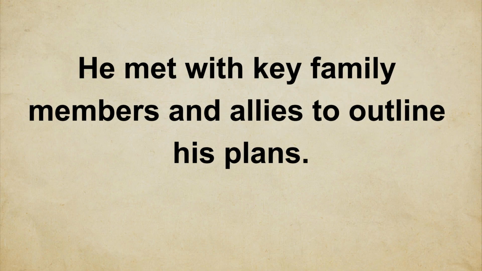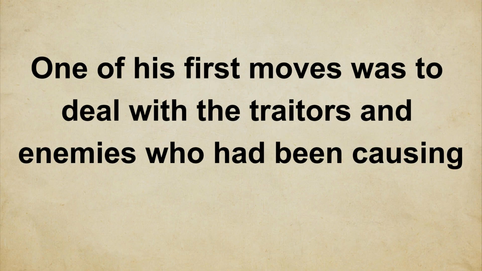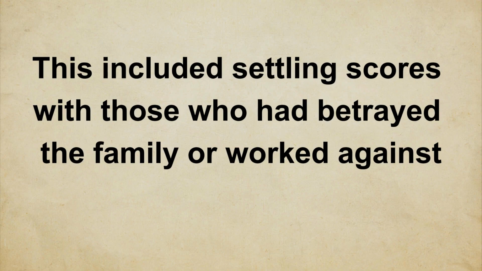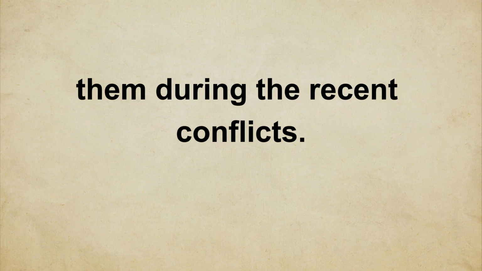He met with key family members and allies to outline his plans. One of his first moves was to deal with the traitors and enemies who had been causing trouble. This included settling scores with those who had betrayed the family or worked against them during the recent conflicts.